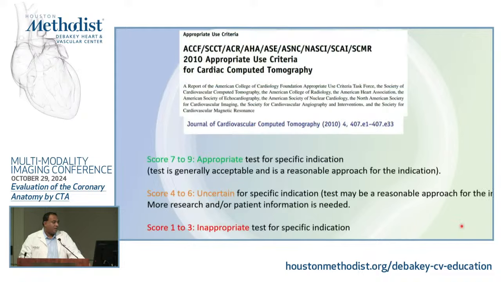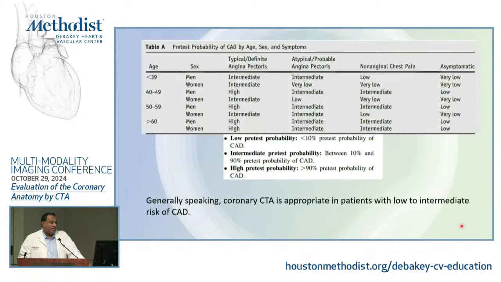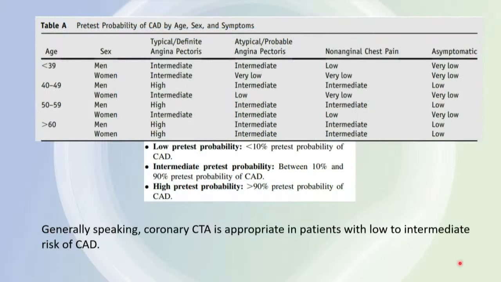So this is the format and the topics that I will be covering, so a lot to cover here. Starting with the basic thing, which is the appropriate use criteria, which, as you know, is there for all modalities. So this is the ACC, AHA, SCCT appropriate use criteria for coronary CT. What you need to know is what is appropriate and what is inappropriate. They score the indications from 1 to 9, and a score of 7 to 9 is appropriate, and 1 to 3 is inappropriate. In general, coronary CT is appropriate in patients with low to intermediate risk of coronary artery disease. Here's a table that can help you assess the pretest probability of CAD in a patient, but most of you are very good at doing this clinically and don't really have to look at a table.